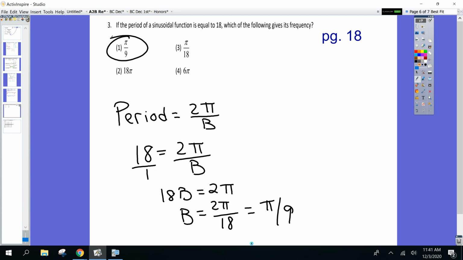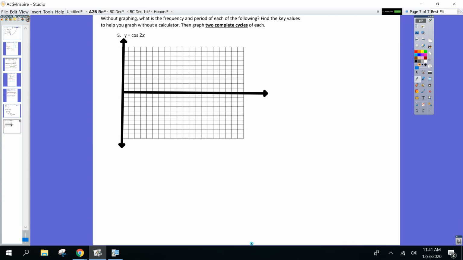Guys, good? I'll let you know I put one of those on the quiz too, where I give you the period, find the frequency. I think number 4 deals with the same thing when you get to that in a second. Number 4 gives you the period, find the frequency. Last one I'm going to do with you guys is number 5. I want to do one more graphing one with you before I let you go.